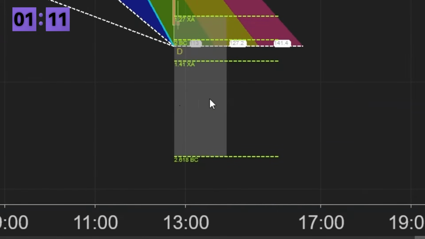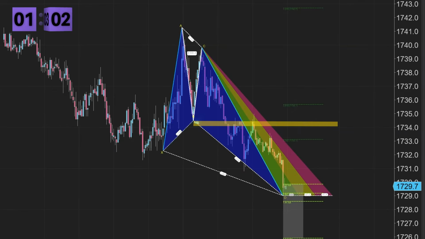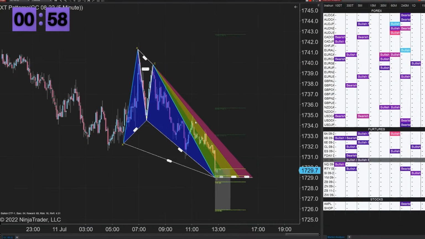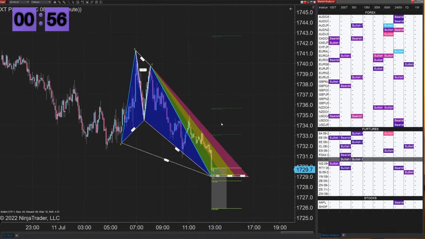As for your stop, well, if you're expecting price to reverse anywhere in here, then you can put a stop anywhere outside of that zone. As for a target, your first target that you can use is your B point if you want to keep things even more simple. So now you should know your entries, stops, and targets for trading XABCD patterns.